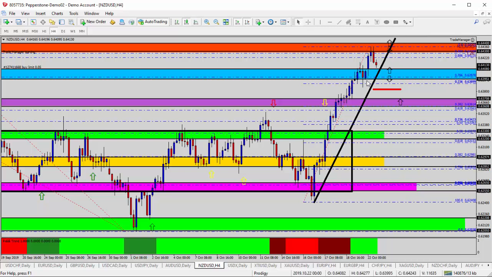And again, I think the only real reason to go short today would be a push under the blue zone or back at the orange zone. So until that happens, I'm going to focus on potential buys into the blue shaded area for the New Zealand dollar today.